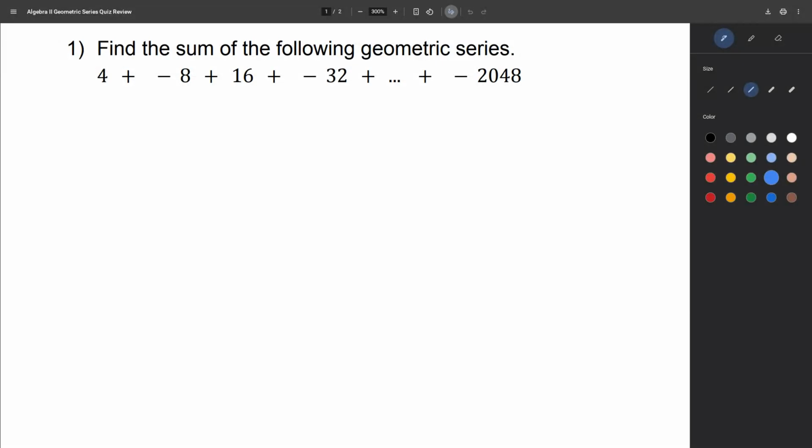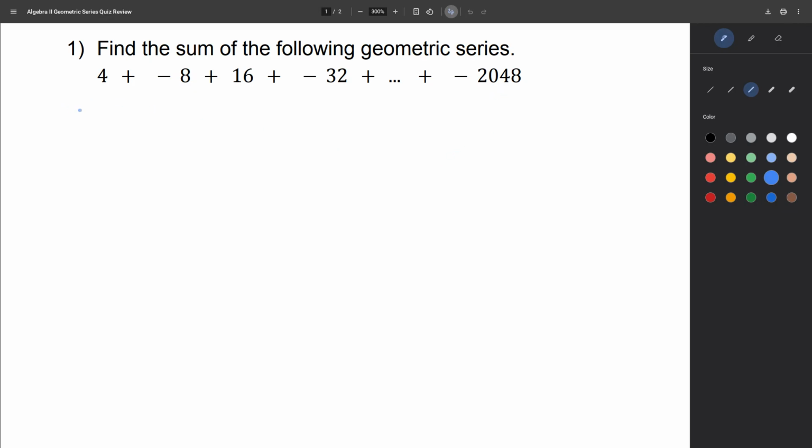In this video we're going to walk through a geometric series quiz review. Let's start with problem 1. We're finding the sum of this geometric series. So we have 4, -8, 16, -32, and we're adding all the way up to -2048.